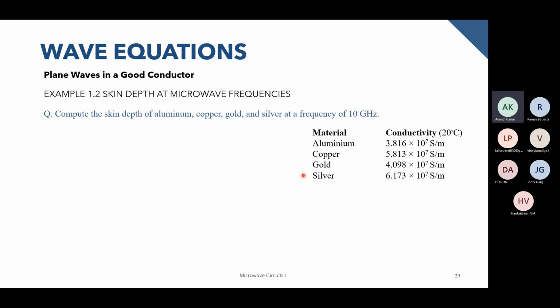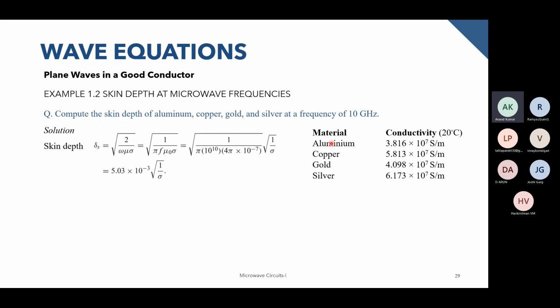Meanwhile, you can try solving this particular numerical where we have to calculate the skin depth for these four metals: aluminum, copper, gold, and silver, at a frequency of 10 gigahertz. I've listed the conductivity of these metals over here, and the frequency is already mentioned. So skin depth, if you can recall, is root over 2 by omega mu sigma. Maybe I can give this hint to you.